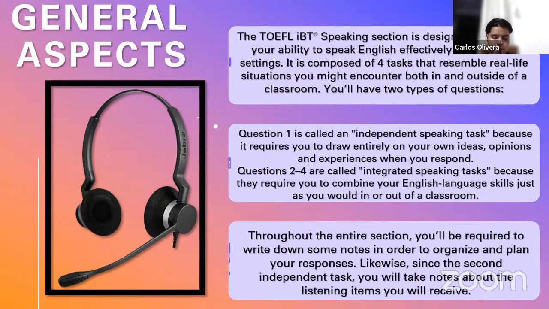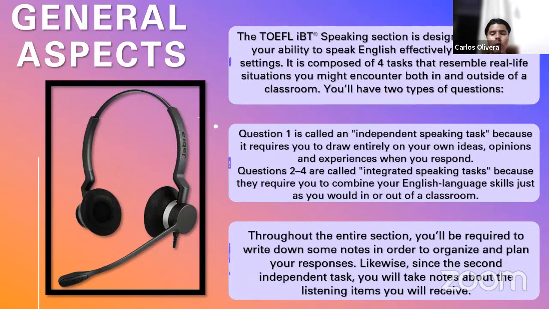Now, although we have 4 different questions, we merely have 2 different types of questions. And we said last week that the first question is the only one that belongs to the first type. The first question is called the independent question. For that type of question, we had to rely on ourselves in order to respond. We needed to look for arguments, we needed to look for illustrations, and all of that came out of us. It came from our experience, it came from our knowledge, it came from our beings, basically, right?